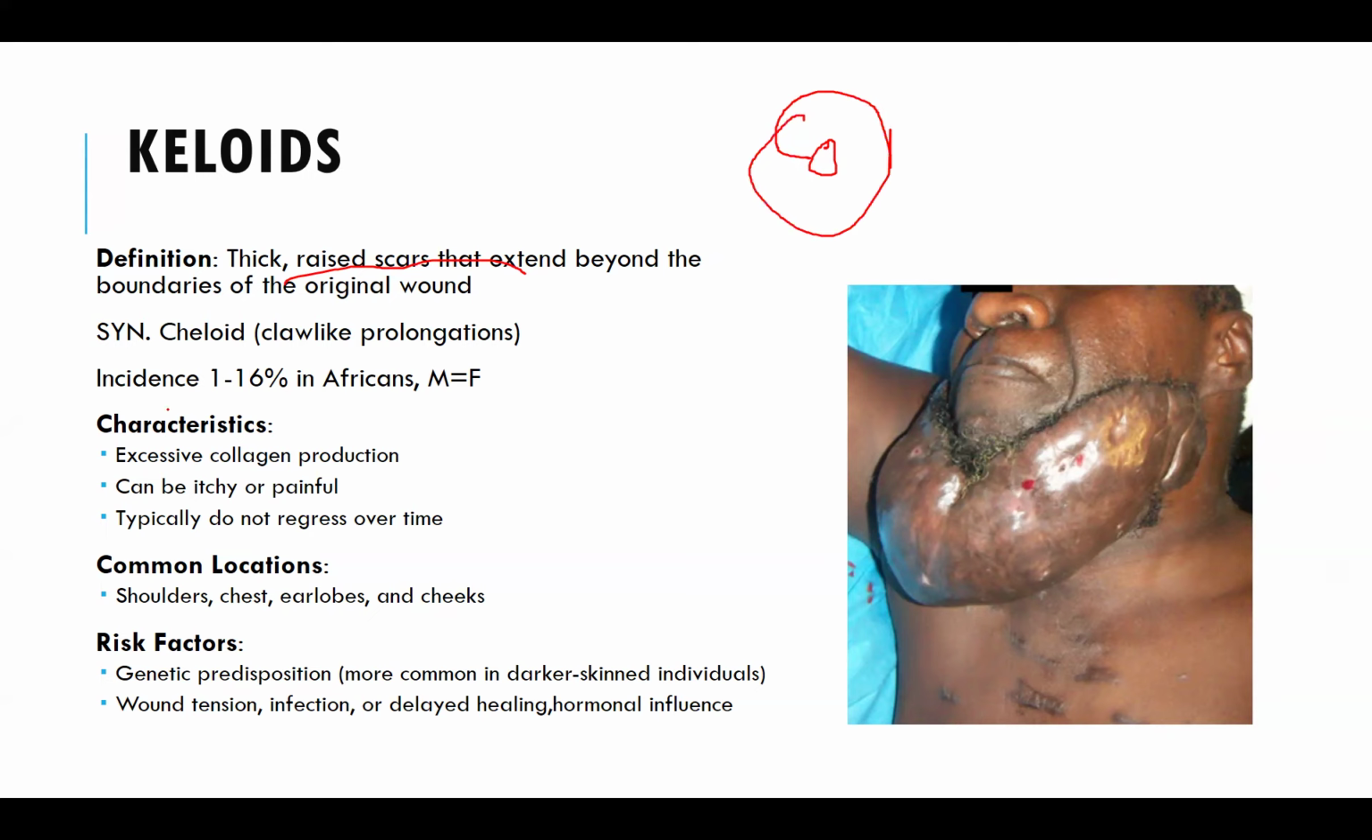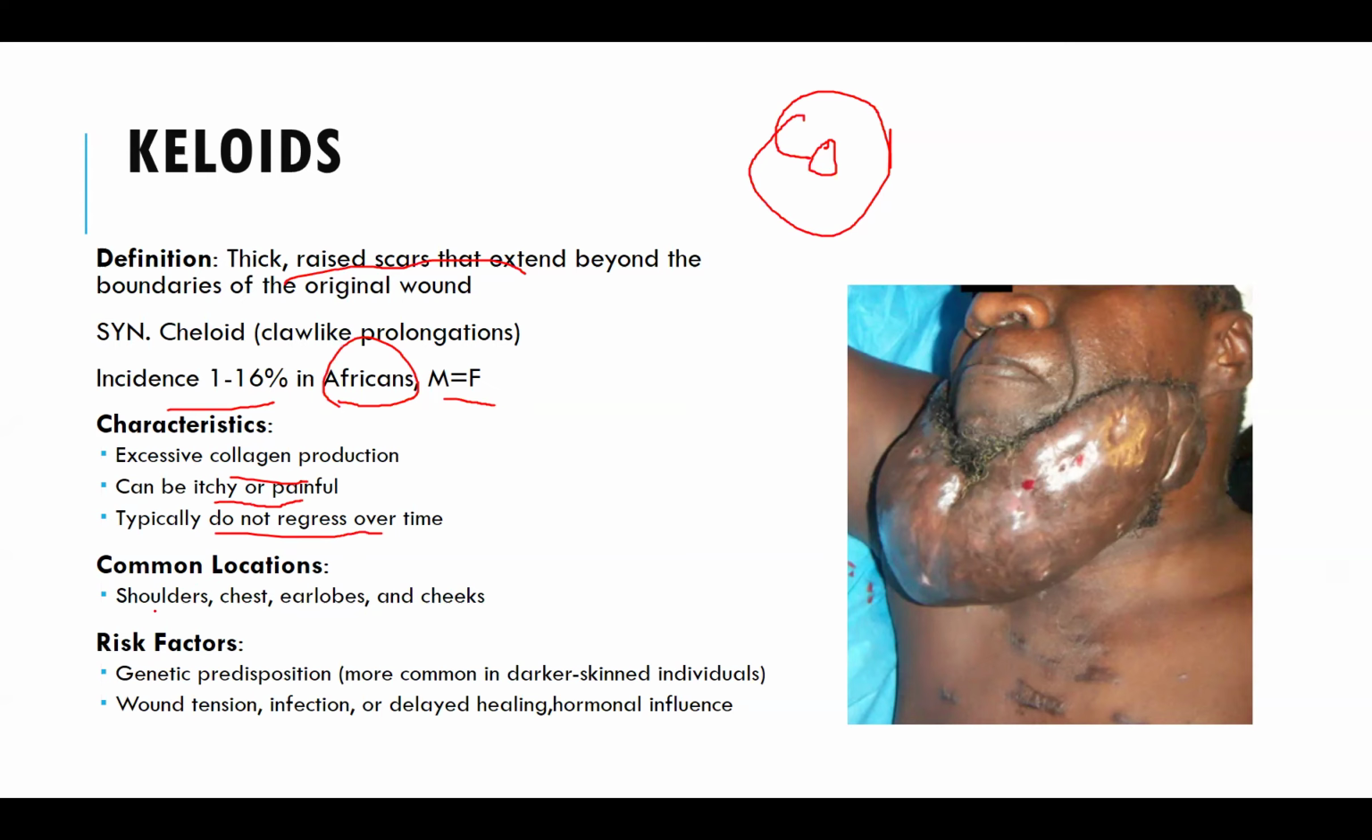So these keloids have an incidence of about 1 to 16%, especially in people of African descent, with an equal ratio between male and female. And the particular characteristics that we usually see are excess collagen production, and the patient can complain of itching or pain around the scar areas, and they usually progress over time. So someone can get an incision, maybe in this year 2024, then progressively the scar they form continues to grow over time.